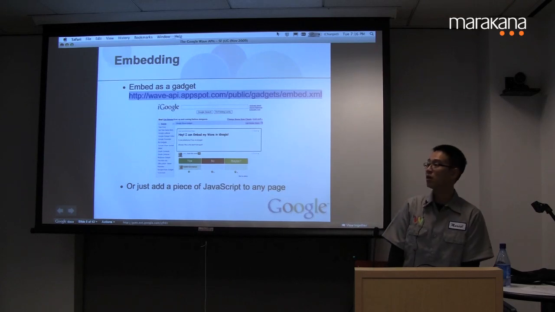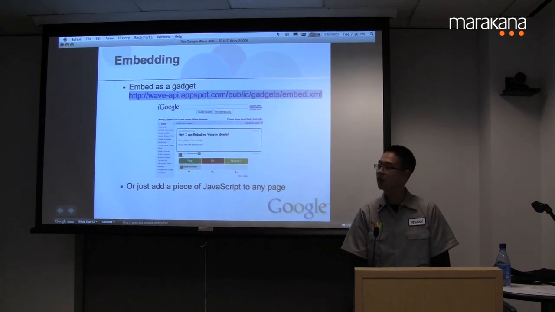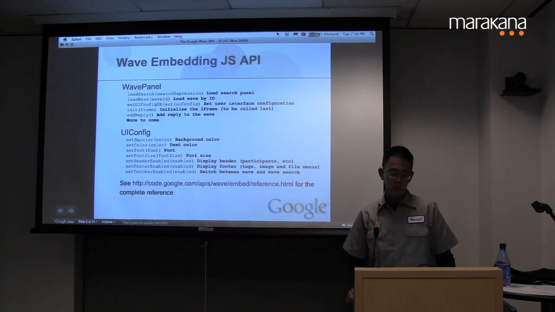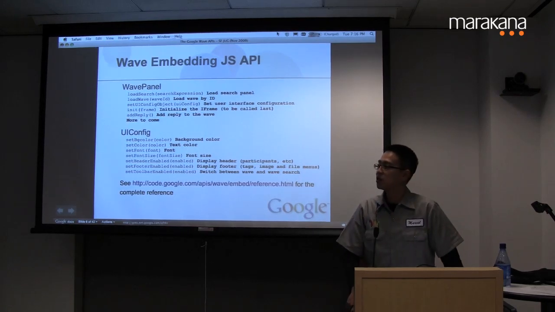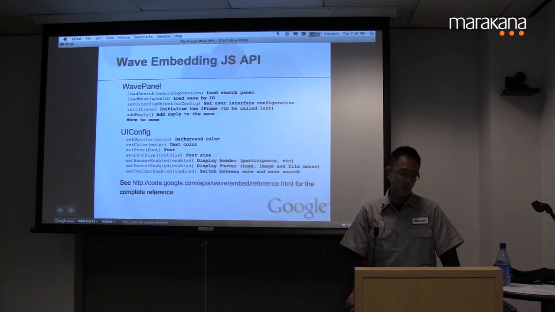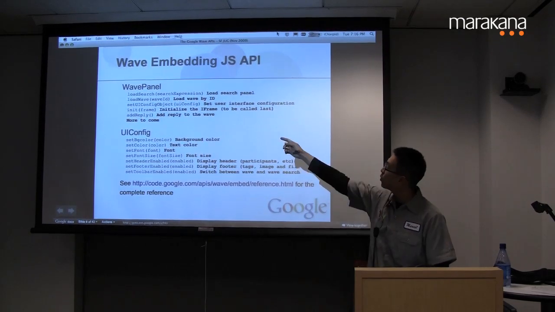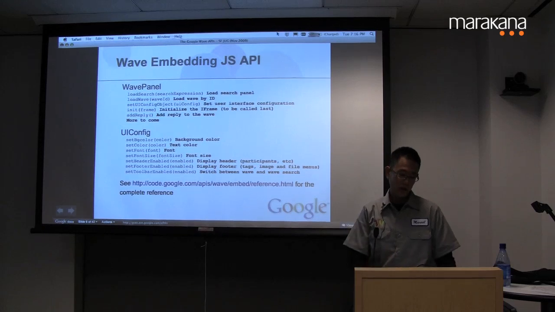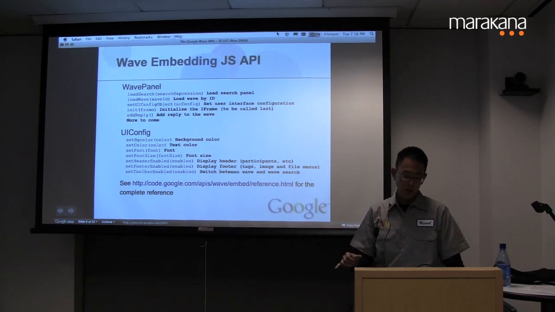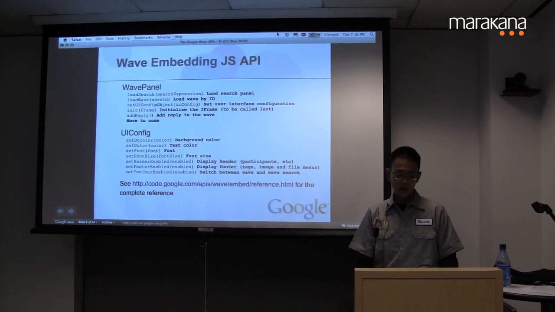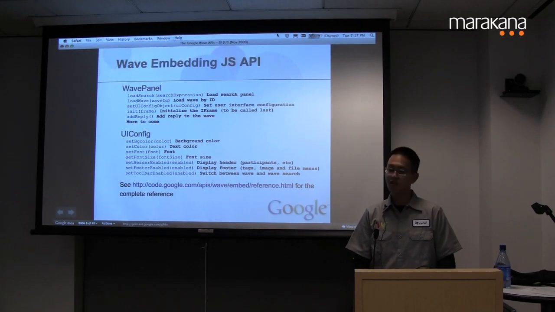Or you can actually embed a wave in any web page using a very simple JavaScript API. The Embedding API is a JavaScript API that consists of two main objects. First, we have the wave panel object that contains several functions. The most important ones are load search and load wave. The load wave function, if you pass in the wave ID, will load that particular wave, and it has a set UI configuration that allows you to customize the UI, say the color, the background color, the font size, and things like that.